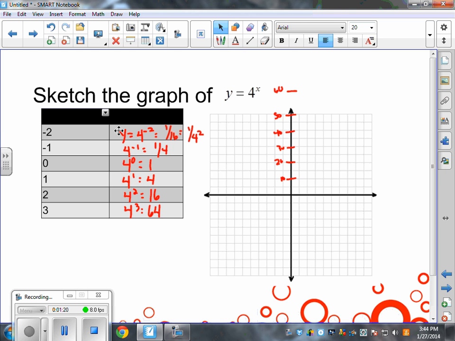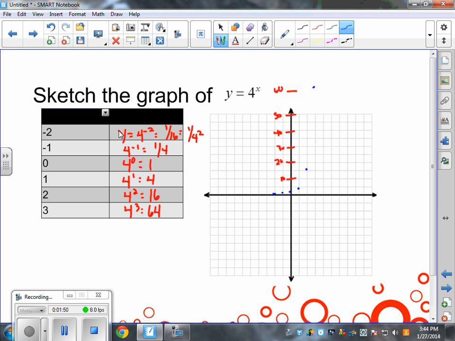So when x is -2, we had 1/16, which is going to be right here, barely above the y-axis. Then we have a fourth, which is a little higher. When x is 0, we're at 1. When x is 1, we were at 4, so that's going to be a little below 5 there. When x was 2, we were at 16. And then when x was 3, we were way up here at, say, 64.